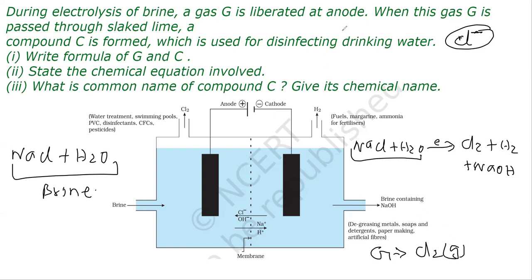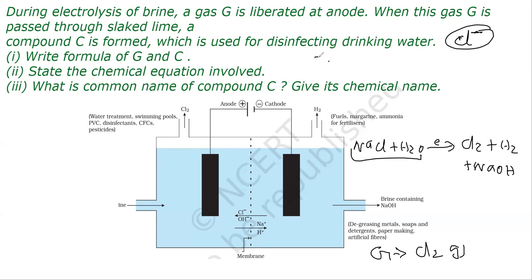This is chlorine gas. When the gas G is passed through slaked lime. So what is slaked lime? Let me make space and I'll tell you what slaked lime is. So this gas, that is chlorine gas, is passed over dry slaked lime. That is, slaked lime is Ca(OH)2, right?